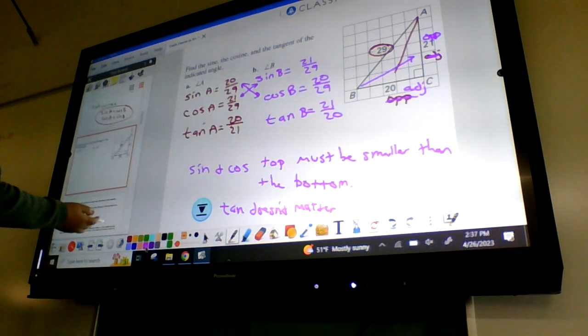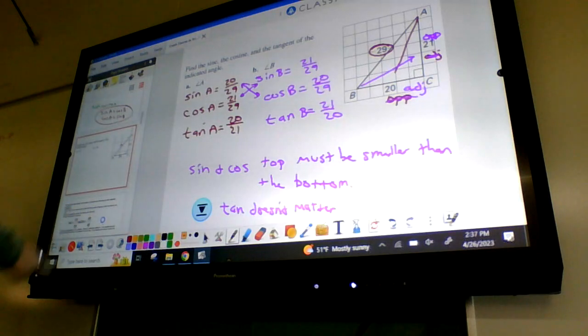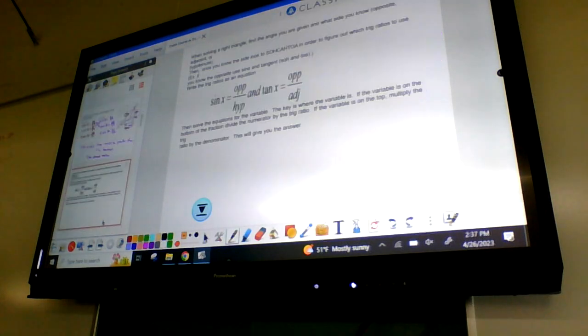Okay. Now, how are we going to take a look at this and use this in other things? We've not seen a lot of release test questions with this, but when solving a right triangle, you want to find the angle that you're given and what side you know. It could be the opposite, the adjacent, or the hypotenuse. But you have to be given one acute angle and one of the sides. Once you know the side, look to SOHCAHTOA in order to figure out what trig ratios to use.